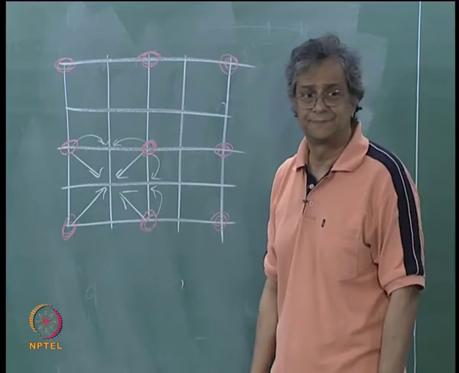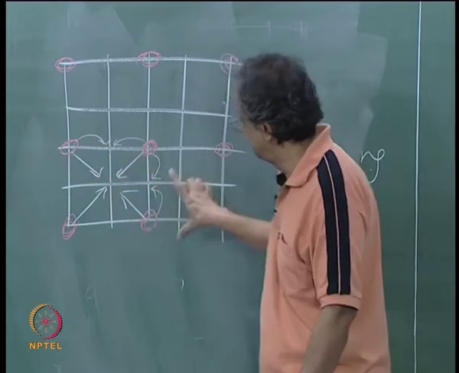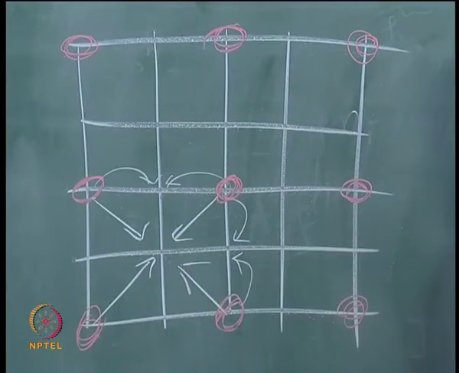Is that fine? Right. So on this side, take the average this way. On that side, take the average that way. And in the center one, take the average of the four. Have I missed anything? I think that covers all possibilities. Is that okay? That covers all possibilities.